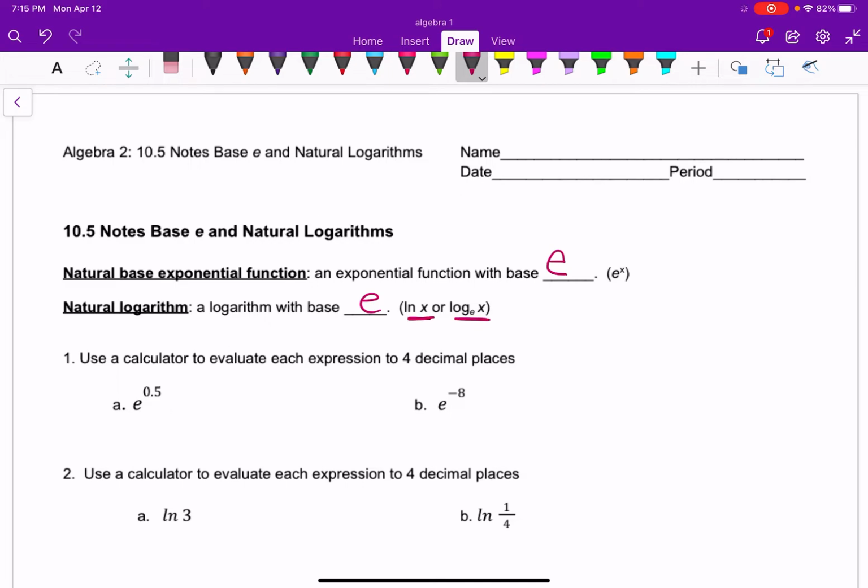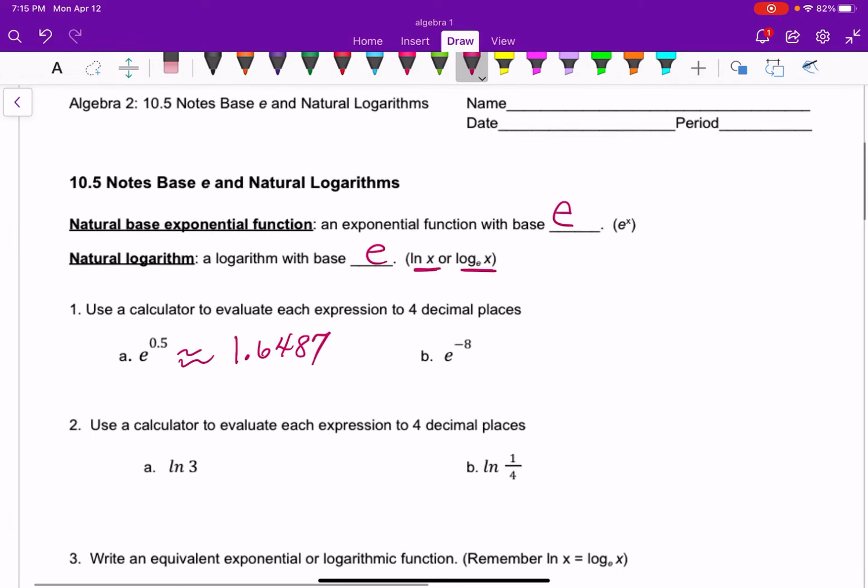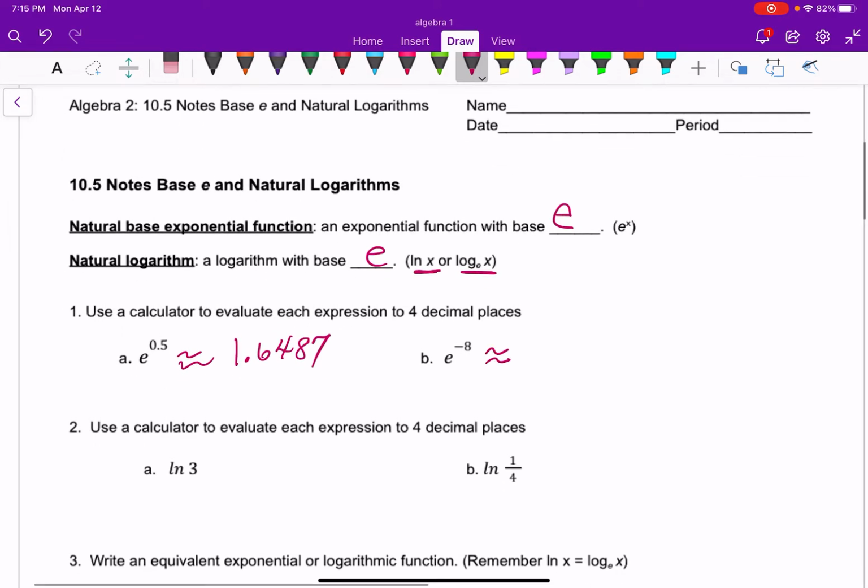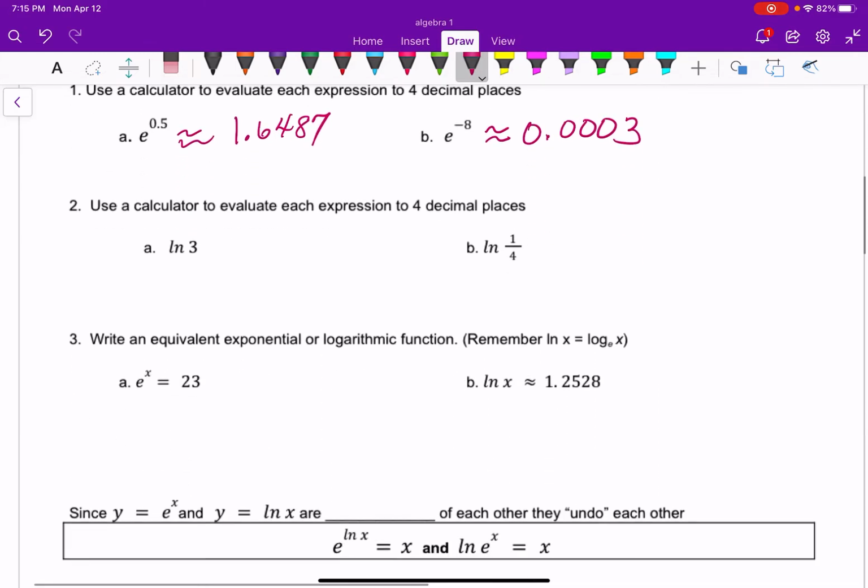So most of the time we're just going to do ln of e or ln of x. You could use your calculator just like I showed you, put e and put the exponent as 0.5, and that's going to give you 1.6487. And then you could do e to the negative 8. Again, this is just calculator work. And this would be 0.0003.